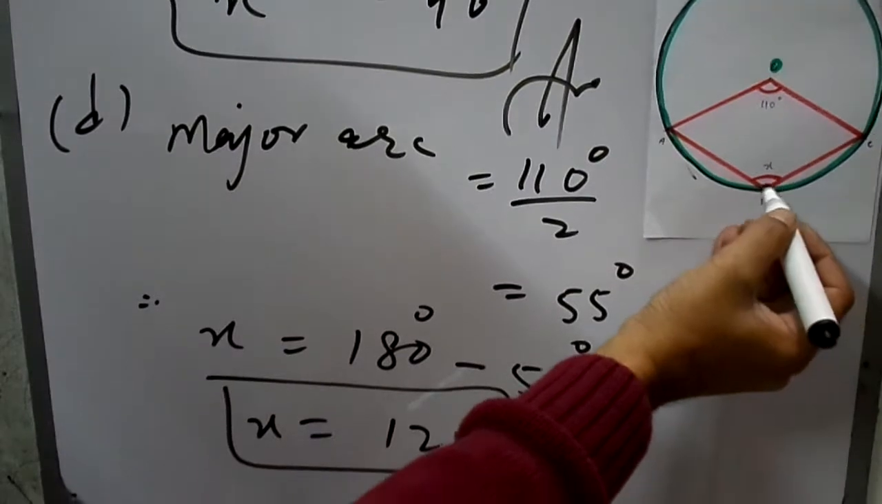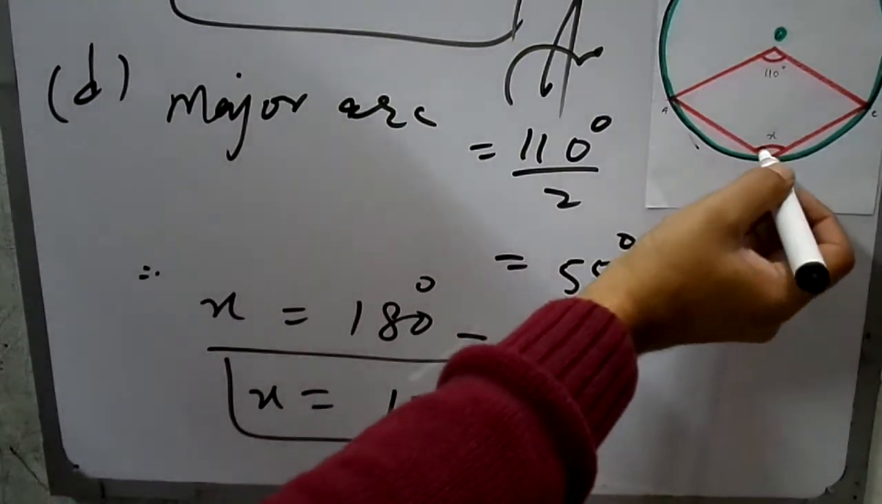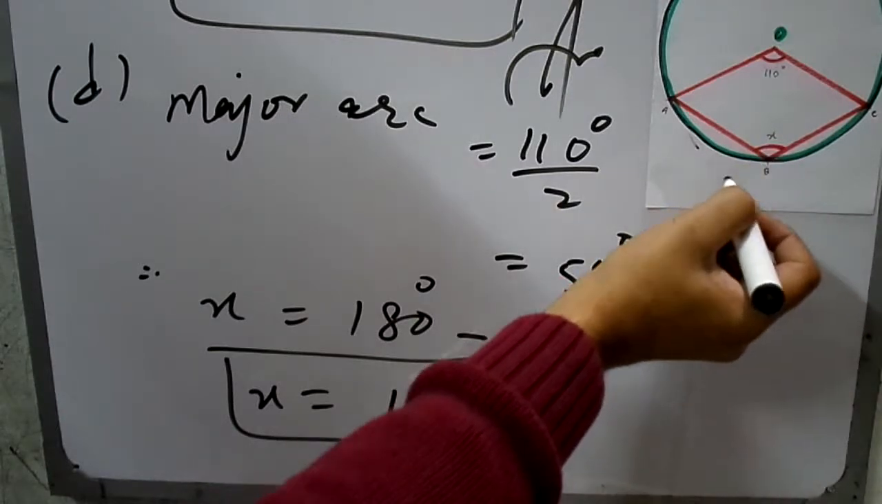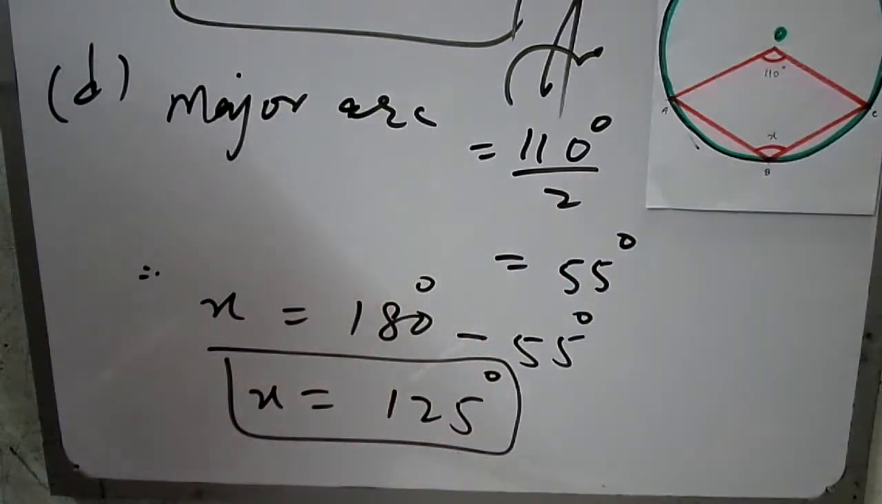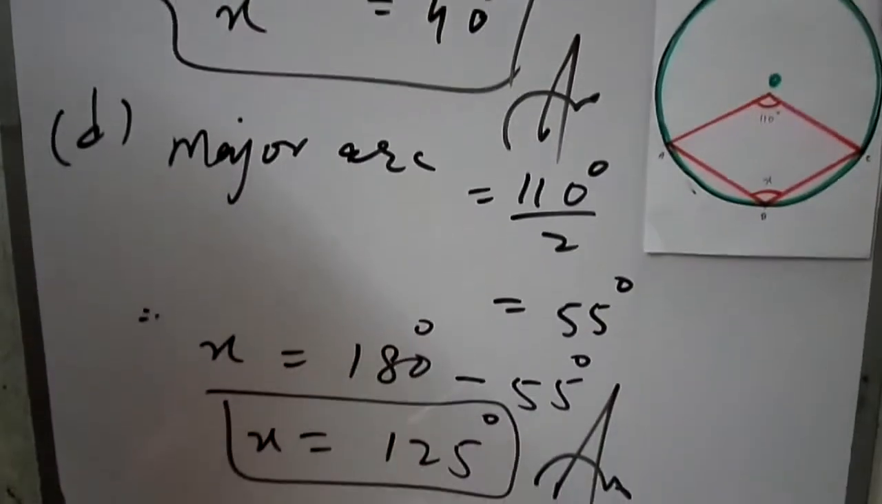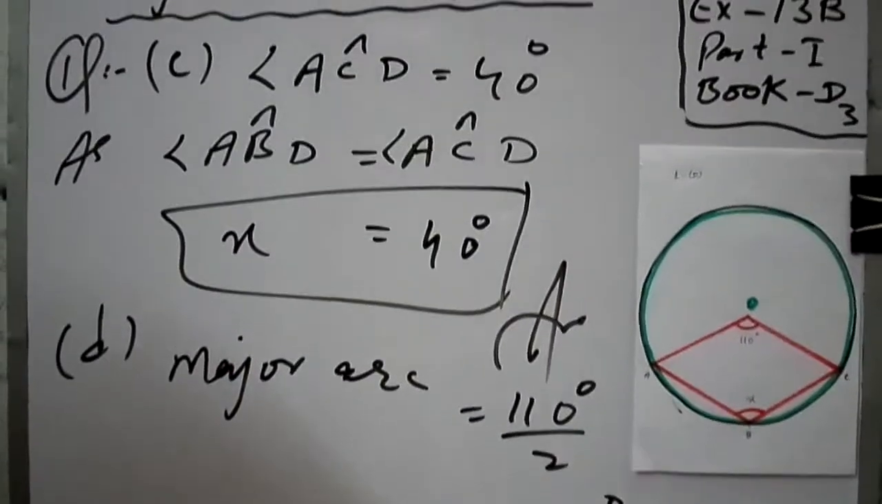It should be noted that we have to find the value of this if we produce it, and you will get the value of x. Similarly in E part you can see, so that is your result. Now coming to the next part, that is E part.